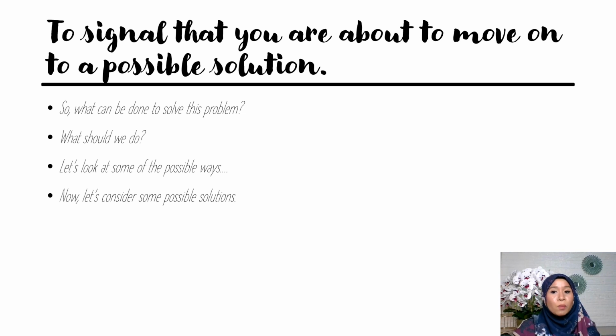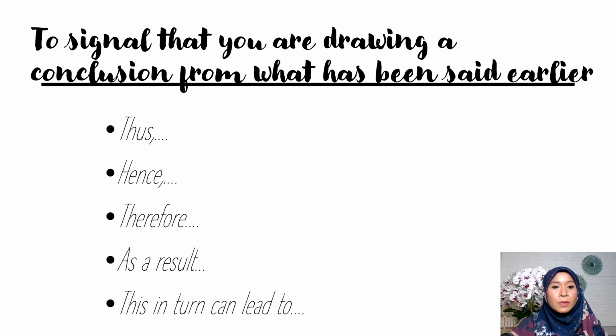Next, to signal that you are about to move on to a possible solution, you can use question form. For example, so what can be done to solve this problem? What should we do? Let's look at some of the possible ways. Or you can say, now let's consider some possible solutions. And to signal that you are drawing a conclusion from what has been said earlier, you can say thus, hence, therefore, as a result, and this in turn can lead to.